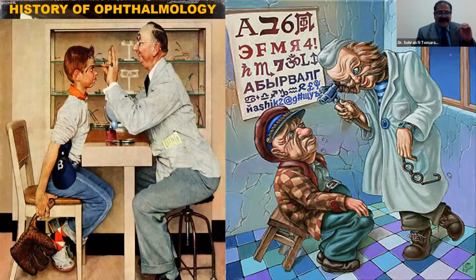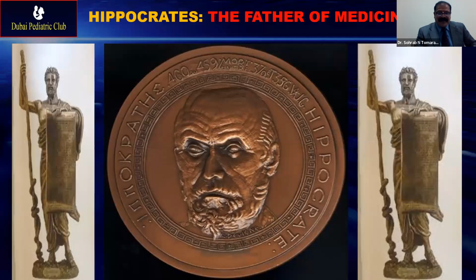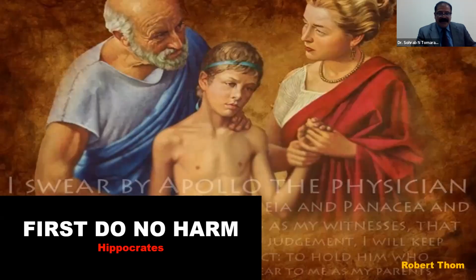Now, I would like to give a very brief account of the history of ophthalmology and pediatric ophthalmology, in a few minutes. Well, always I start in the memory of Hippocrates, the father of medicine. Everything starts with him. As Hippocrates says, first do no harm. This is a principle in all fields of medicine and pediatrics.